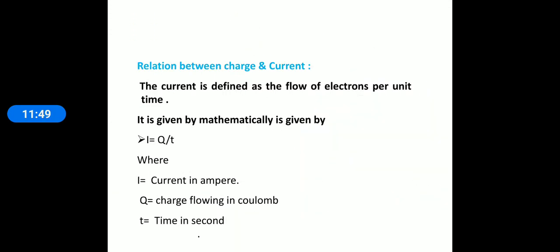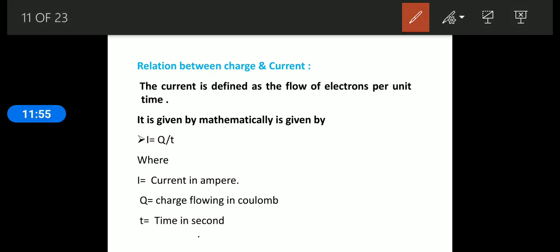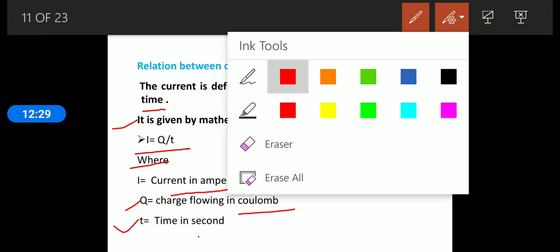Then next parameter, relationship between charge and current. What is the current? Current is also defined as flow of electrons per unit time. That is, how many electrons flow in a second. It is given mathematically as I equal to Q by T, where I is current in ampere, Q is charge flowing in unit of charge coulomb, T is time in second.